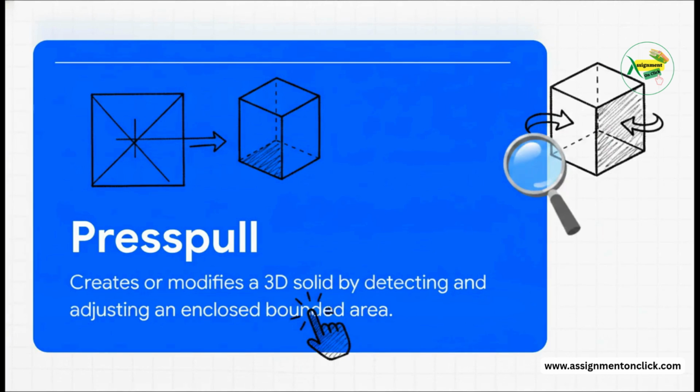Next on the list is Presspull. Honestly, this command feels a bit like magic. It acts like a super smart detector that recognizes enclosed areas, even if they're just formed by intersecting lines that haven't actually been joined together yet. You literally just click inside that boundary, and you can push or pull material directly from a solid face to add or remove volume on the fly.